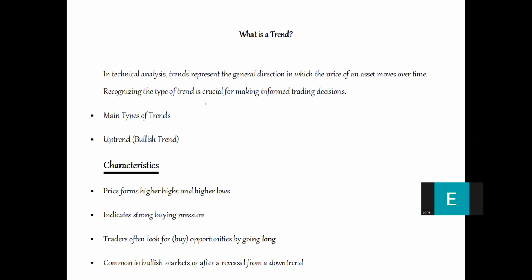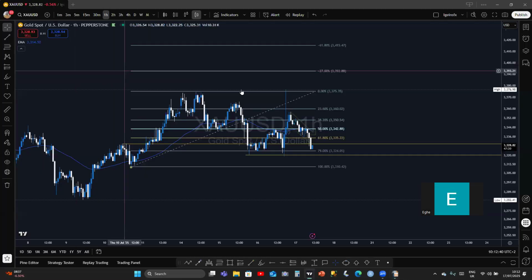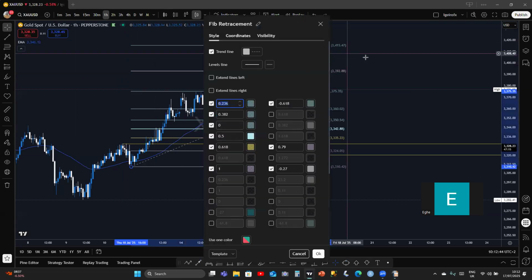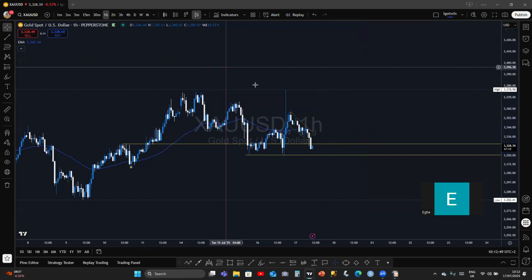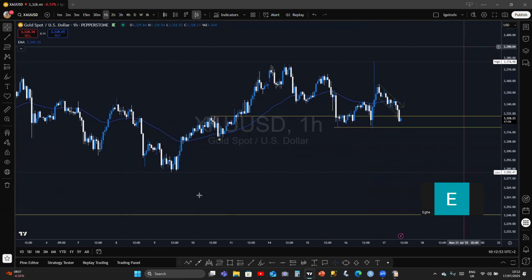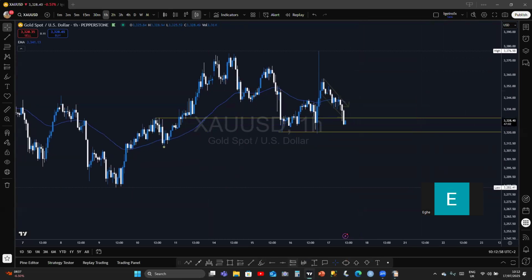Recognizing the type of trend is crucial for making informed trading decisions. When you are trading, or when you want to perform your technical analysis, when you open your chart like this, the first thing you want to note is, where is the trend going?